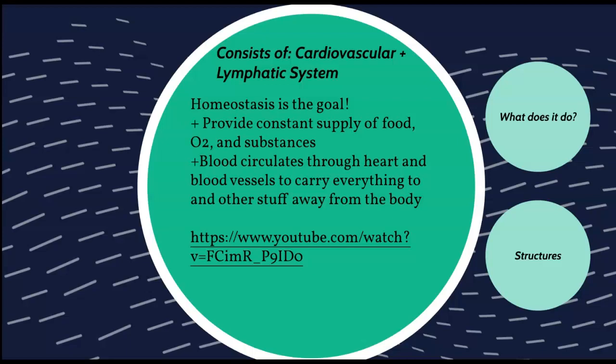What your circulatory system, in particular the cardiovascular and lymphatic systems, do is they provide that constant supply of food that's needed for your body to function correctly and for your brain to work correctly. It also gives your brain needed oxygen so that it can function and do what it needs to do. And then substances and hormones, as I mentioned before, kind of travel throughout the body as well.